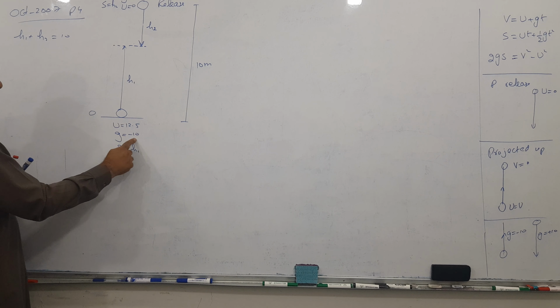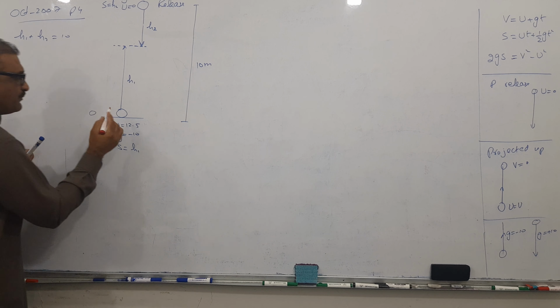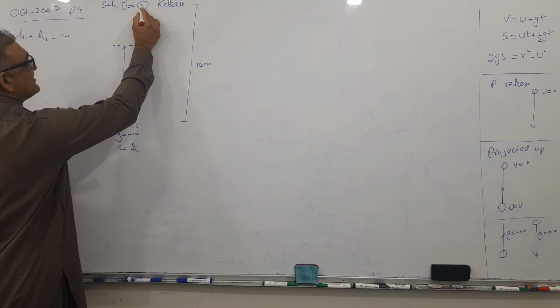So assume this distance is h1, and the other particle is falling down starting from release, so u is 0. Let's say the distance is h2. So I wrote s is h2, u is 0, gravity positive 10. Okay, let's start. I will make one equation for each particle. I'll give this the name P1, and this one the name P2.